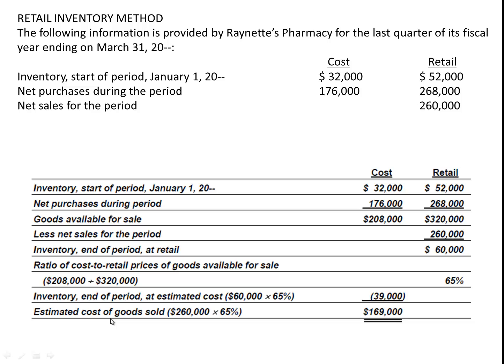$39,000. So what we can then estimate is that our cost of goods sold will be $169,000, which is the 208 minus the 39, or is also the 260 times the 65%.